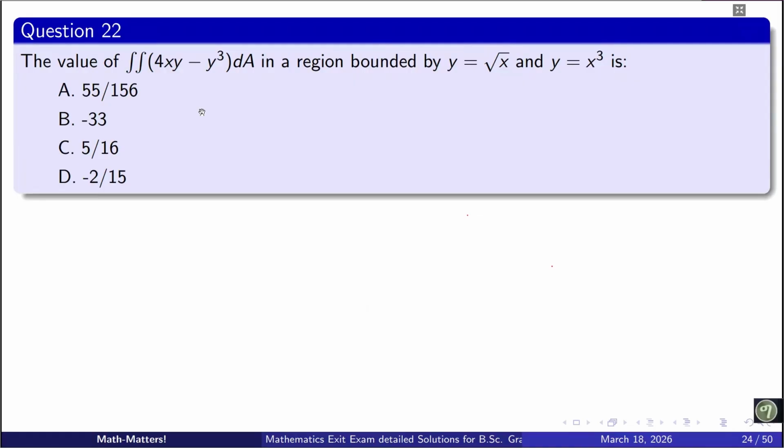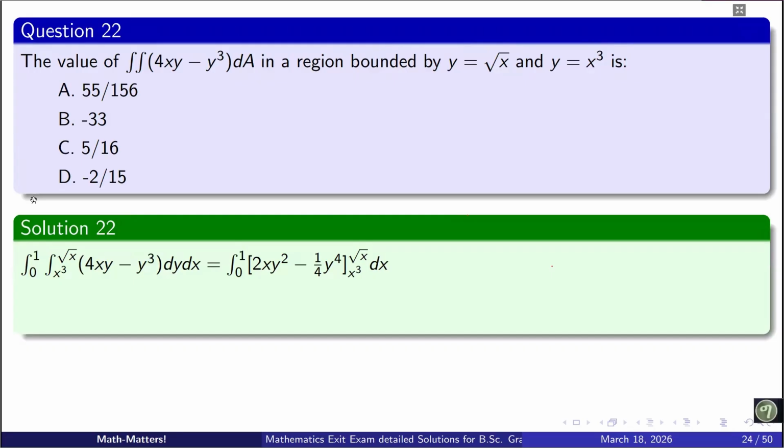So in order to find the double integral, or simply evaluate the double integral of a certain function, we have to take the integral from 0 to 1, the integral from x cubed to the square root of x, because y is equal to x cubed and y is equal to the square root of x are given here, of 4xy minus y cubed, dy dx. That is, dA can be the product of dy and dx.